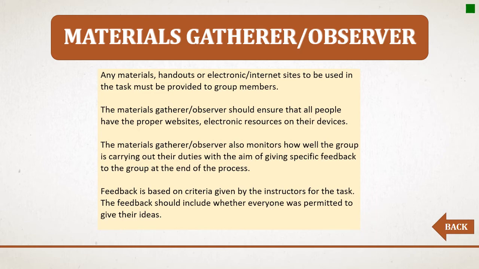The materials gatherer, once having gathered the materials, can take on an observer role in which he or she watches the process of the group to ensure that the group has been carrying out the tasks that they're required to, and that they were very conscientious in the use of their time. At the end of the time when reflection is being undertaken, it's the materials gatherer observer that's able to give feedback to the group to explain how the process may have been improved or in what ways they were actually successful in obtaining their goals.